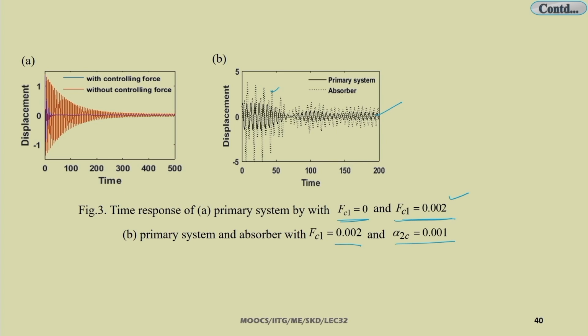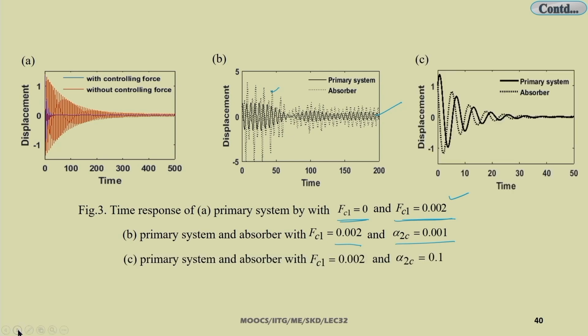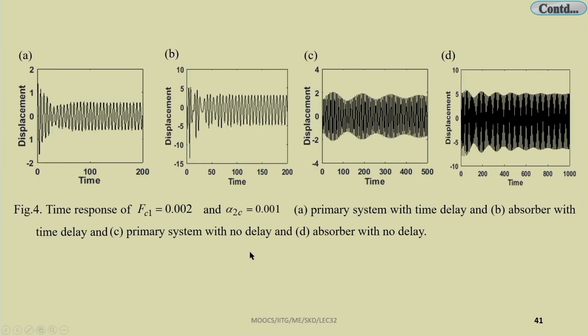Generally we control the vibration of the primary system, and the secondary system oscillates. To control that oscillation of the secondary system, damping is generally used. The system can be made nonlinear, or damping can also be used. In the third figure, the displacement and time are clearly shown: this is the primary system and this is the observer.